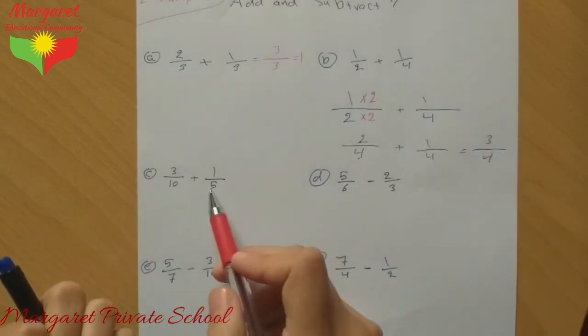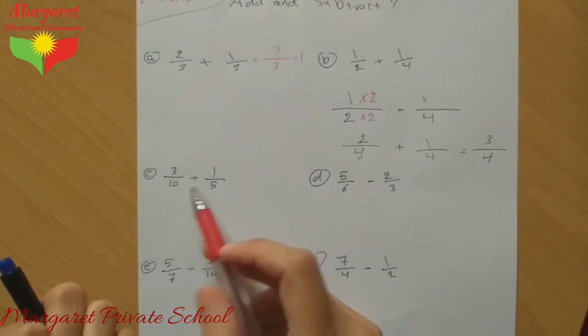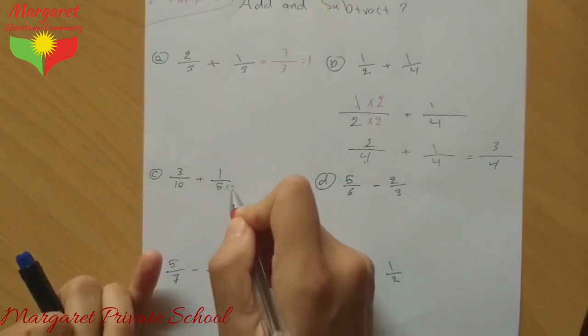5. Times which number gives the larger denominator? Of course, 5 times 2.